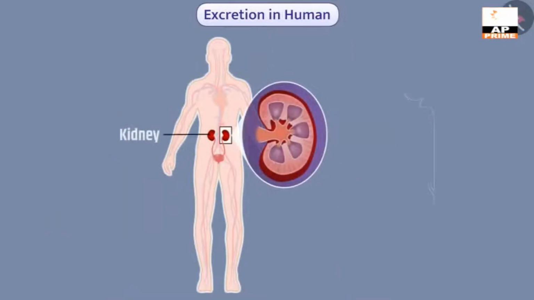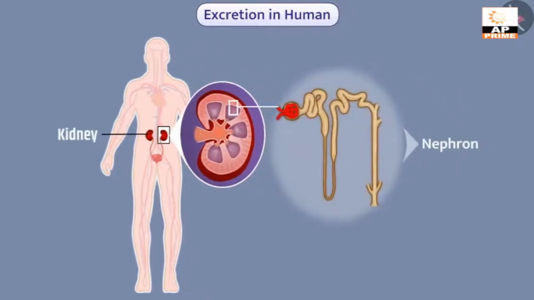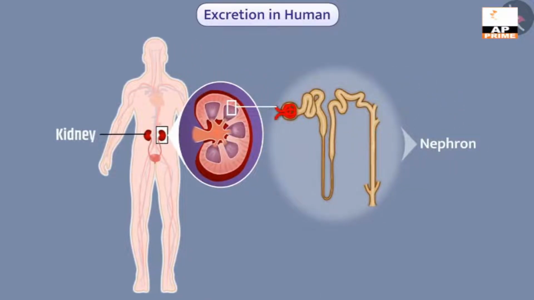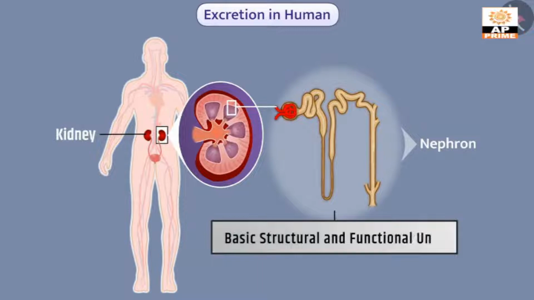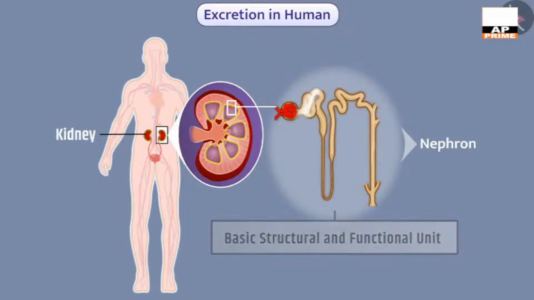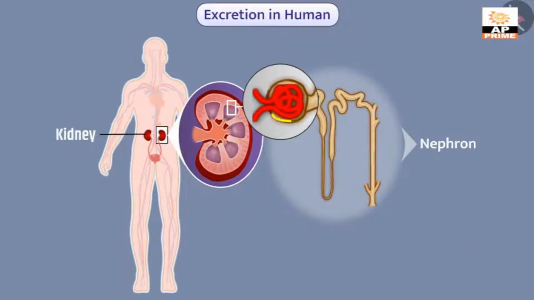The kidney has a bunch of thin-walled capillaries called a nephron. It is the basic structural and functional unit of the kidney. Each kidney has many nephrons which are closely packed together. The upper part of the nephron is cup-shaped and it is called Bowman's capsule.